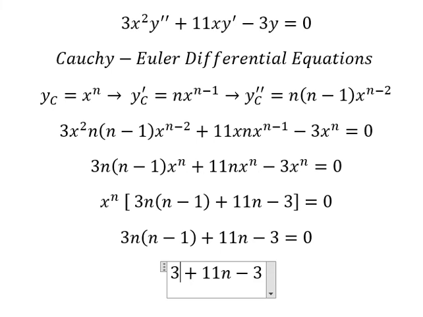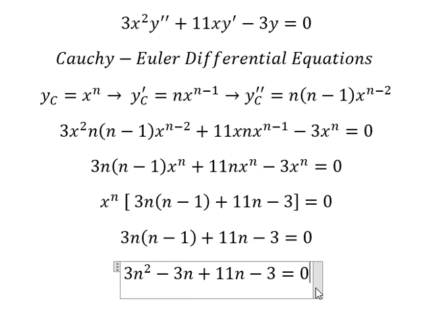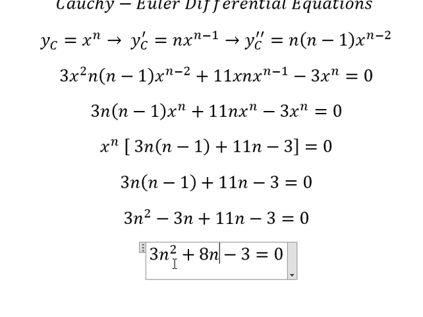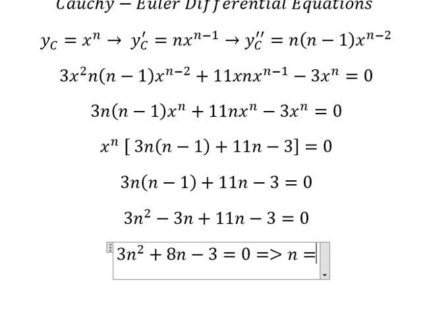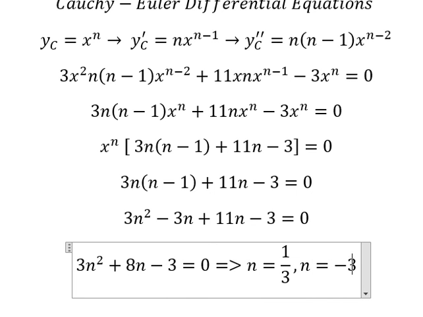This one we have 3n squared minus 3, or 3n, equals 0. So this one we simplify, and now we need to find the solutions of this one. And we have n equals 1 over 3, n equals negative 3.